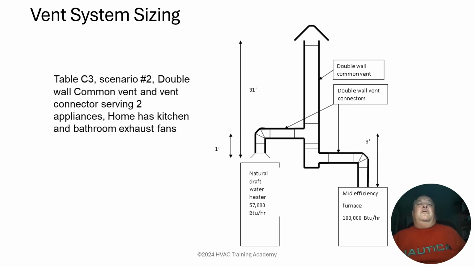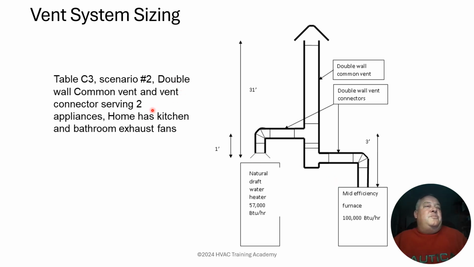So now we go back over and we're going to look again at our scenario. Now we've got 2 appliances. We have 1 of each. We have a mid-efficiency furnace, which is a fan-assisted furnace, and we have a natural draft water heater, 57,000. Now, because we have double wall vent connectors and double wall common vent all the way through this system, we're going to use table C3.